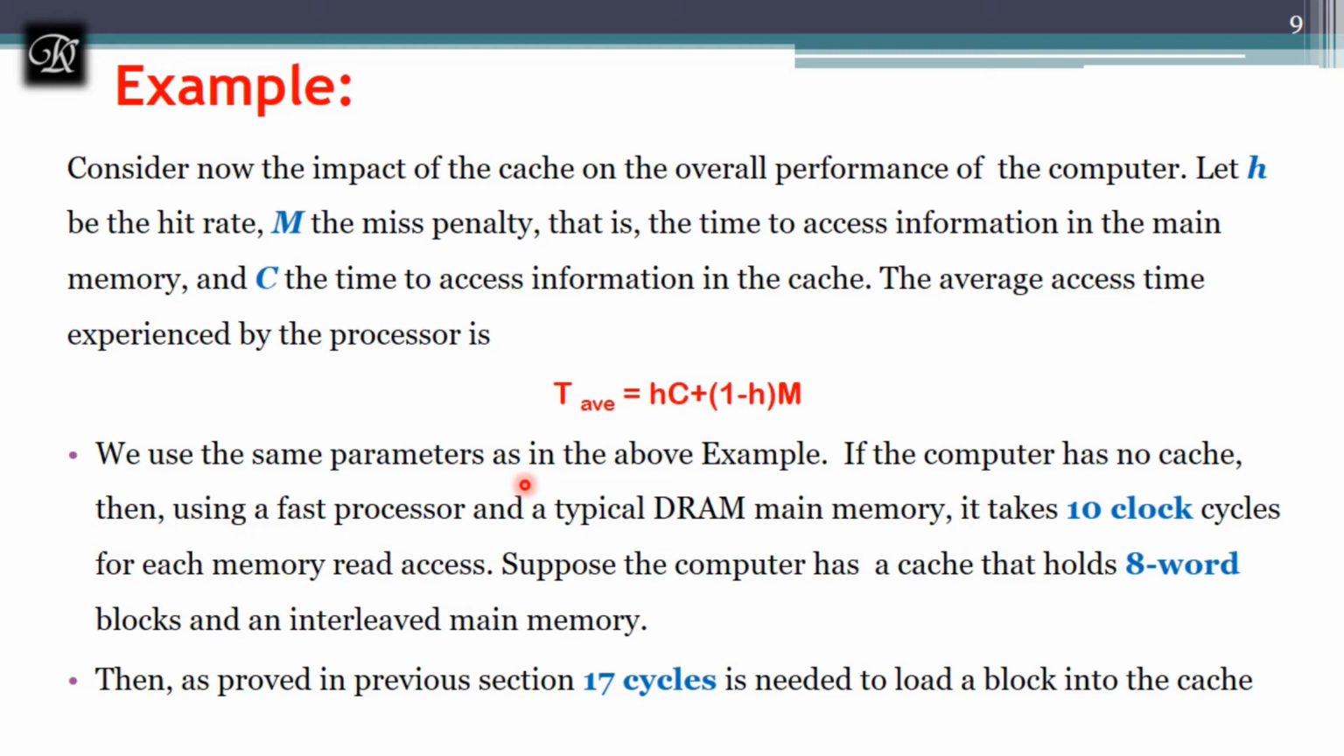If the computer has no cache, then using a fast processor and a typical DRAM main memory, it takes 10 clock cycles for each memory read access. Suppose the computer has a cache that holds an 8-word block in the interleaved memory, as we have seen before. Then, as we have seen, 17 clock cycles will be used.